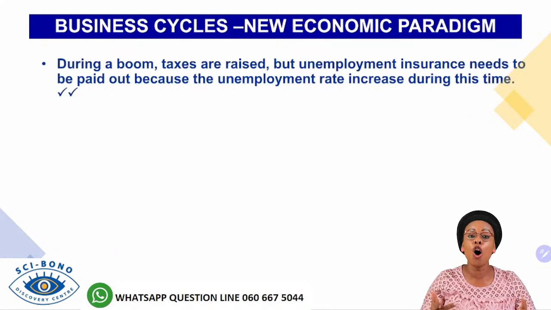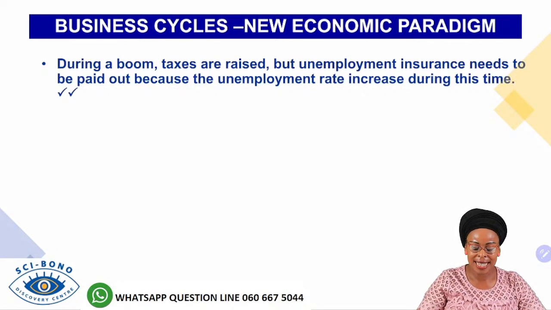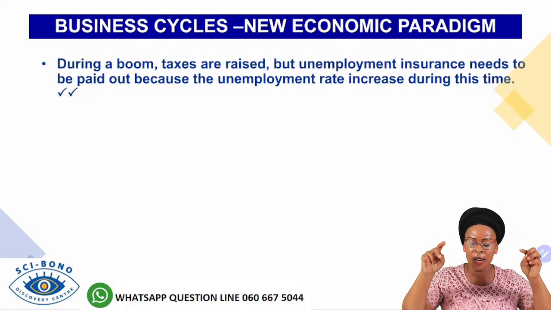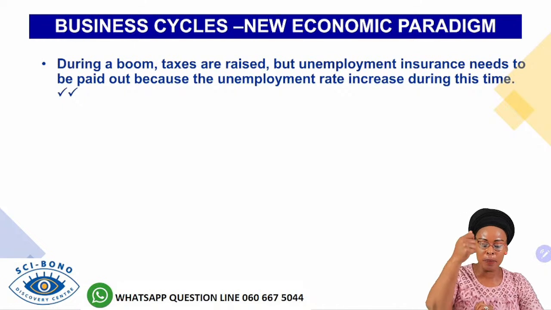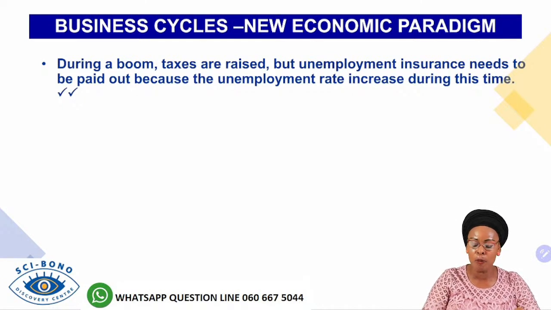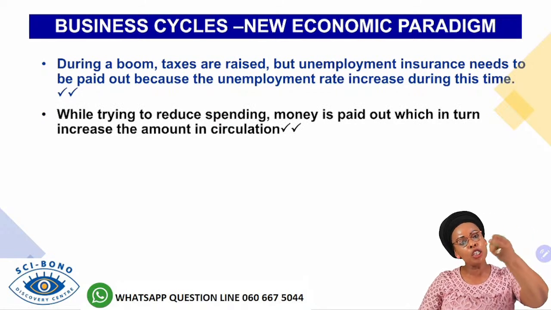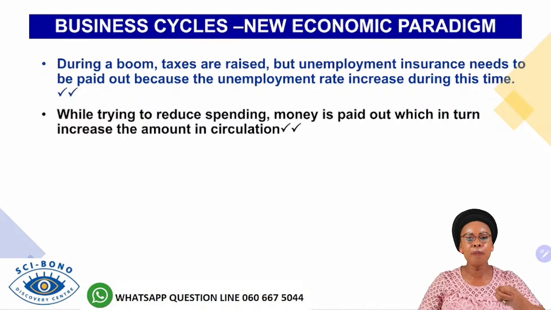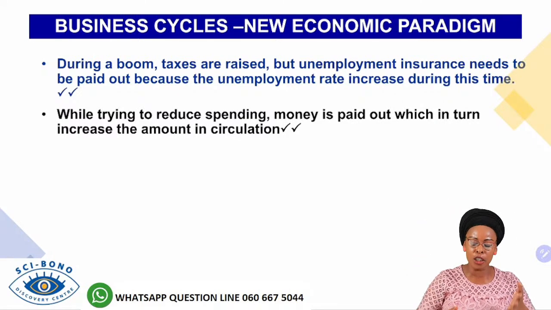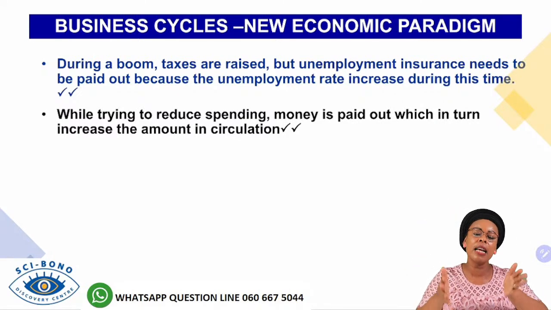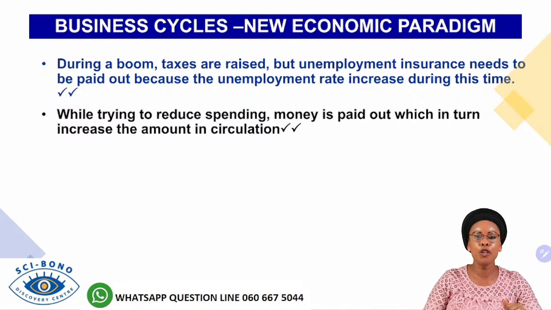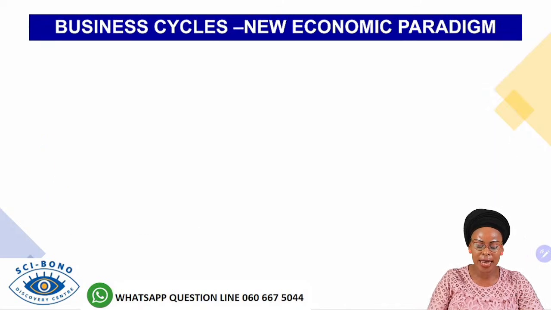During a boom or expansion phase, taxes are raised, but unemployment insurance, remember the UIF, will be paid out. So what happens is that inflation won't be a problem. Why? As people lose jobs and reduce spending because they are unemployed, they will continue spending because they received what? Unemployment insurance. So with this type of question, make sure that you have five points and then you will get your marks. Let's look at the conclusion.